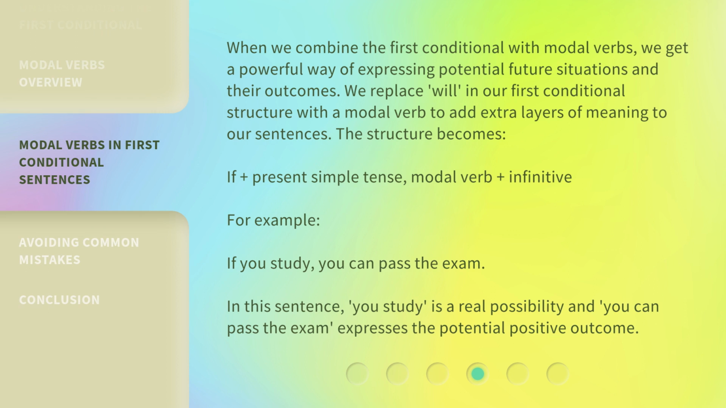When we combine the first conditional with modal verbs, we get a powerful way of expressing potential future situations and their outcomes. We replace will in our first conditional structure with a modal verb to add extra layers of meaning to our sentences. The structure becomes if plus present simple tense, modal verb plus infinitive. For example, if you study, you can pass the exam. In this sentence, you study is a real possibility and you can pass the exam expresses the potential positive outcome.